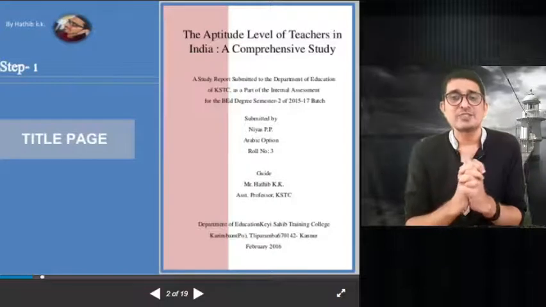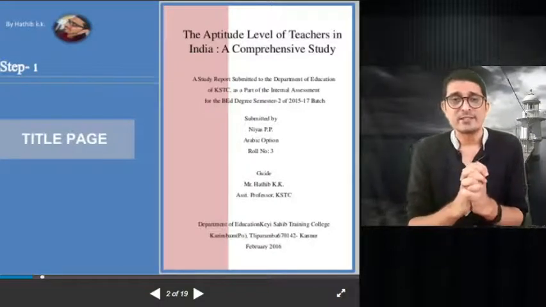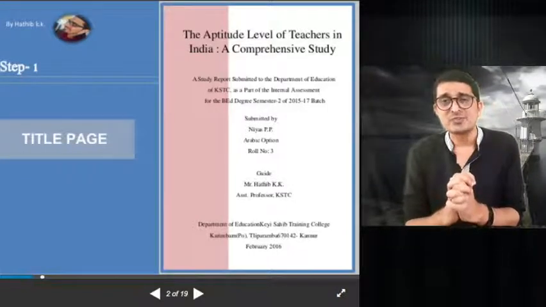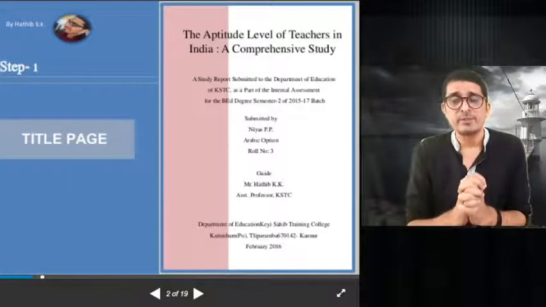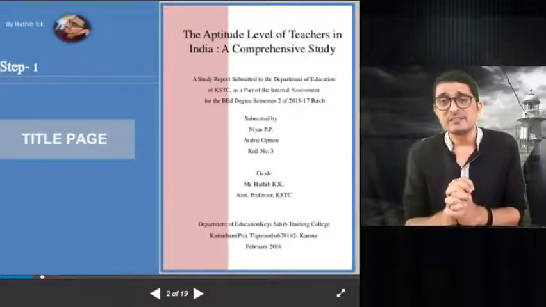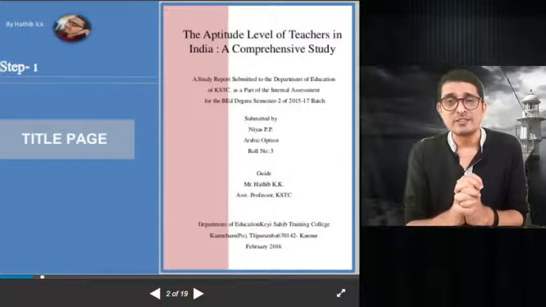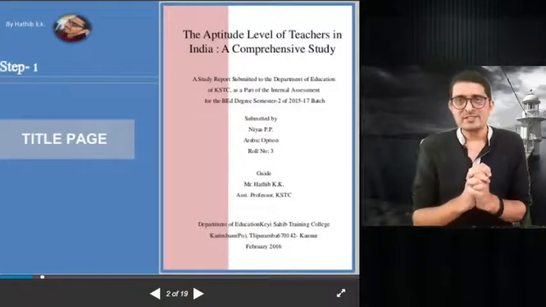Guide, then just write the name of the guide. Here, guide Mr. Hatib KK, Assistant Professor KSTC. Then just write the address of the department, Department of Education, KSI Training College, Kaidimbam PO, Talipramba, 670142, Kannur, February 2016. This is the title page.